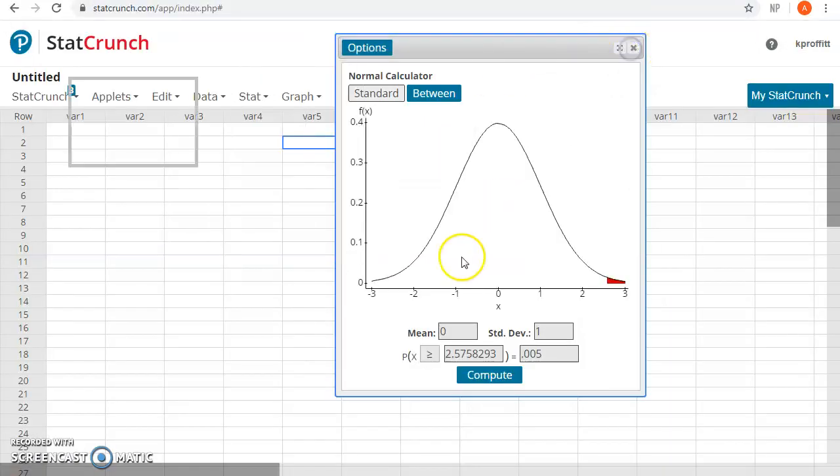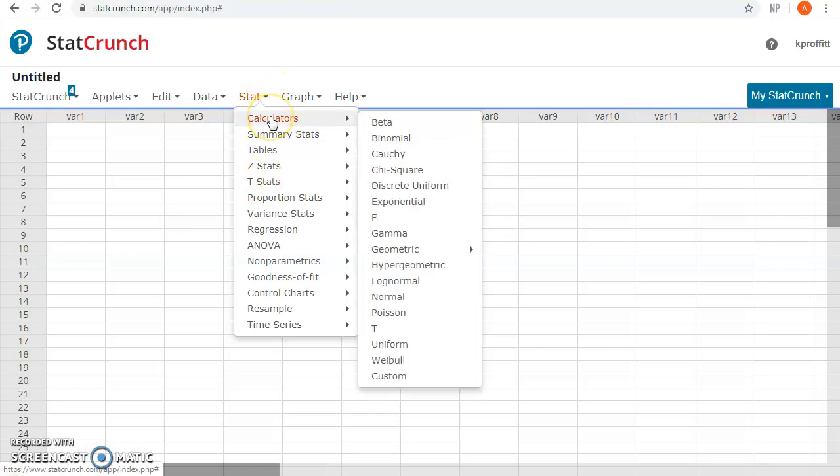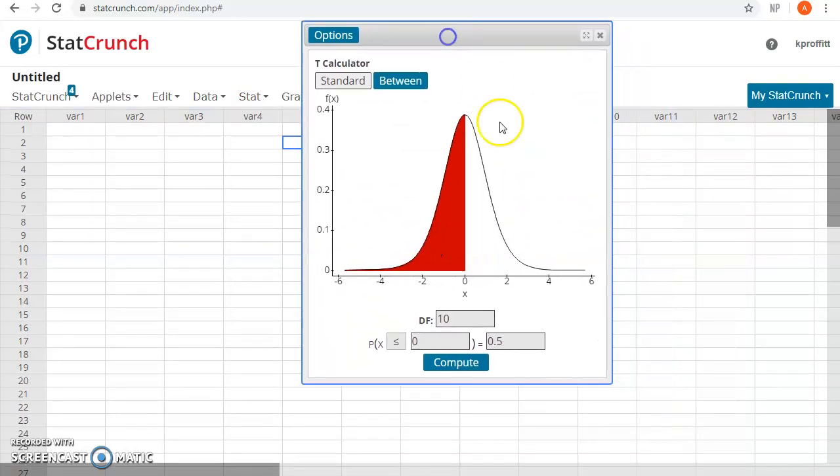All right, so you'll go to Stat, just like you would normally do. We're not going to go to z-stats, we're going to go to calculators. I'll show you the t-stats here in a minute. Go to calculators, you don't go to normal, go to the t, the one that's the t-distribution. And it's going to look very similar to what you're used to with the z-distribution, or the standard normal distribution.